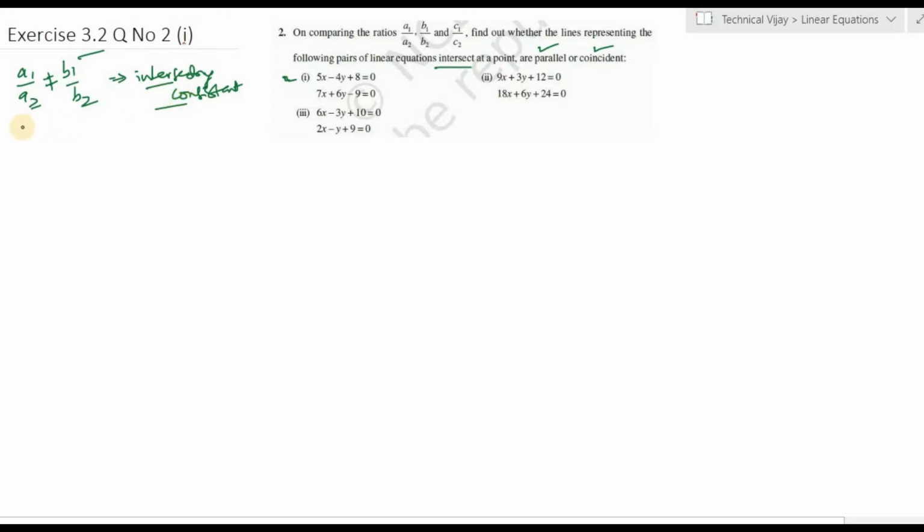Like this, if a1 by a2 is equal to b1 by b2 and which is not equal to c1 by c2, then this is called parallel lines. They are not meeting at any point, they have got no solutions, and they are also called inconsistent.